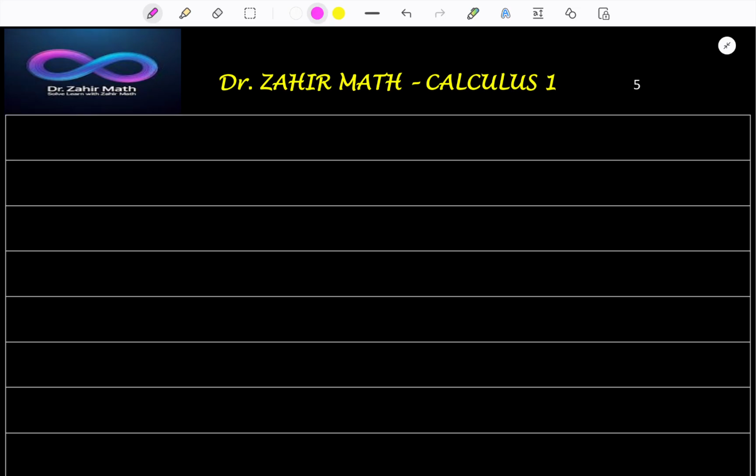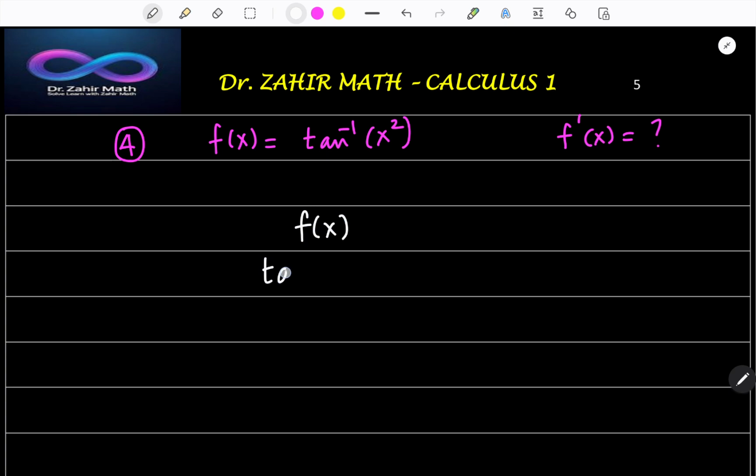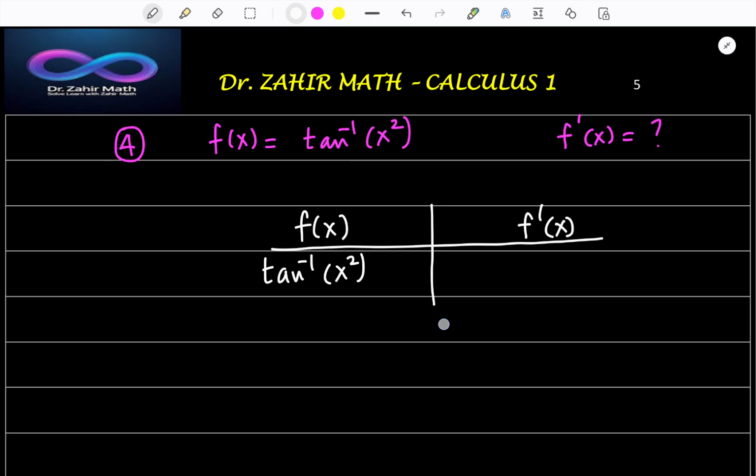The next question is tan inverse. So the question number is 4, right? Given f of x is equal to tan inverse x square, and they are asking f dash of x. Let's start the table. f of x equals tan inverse x square, and they are asking f dash of x. So what is your f dash of x? Before that, I will write the formula for you. Okay, right? What is the formula for tan inverse x?